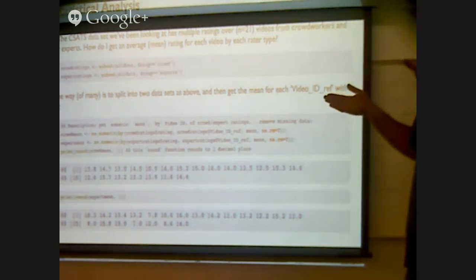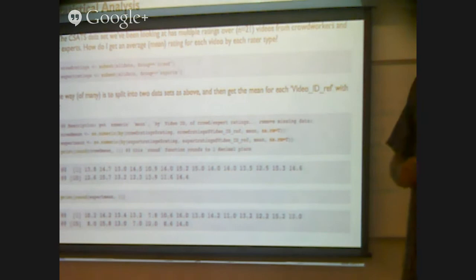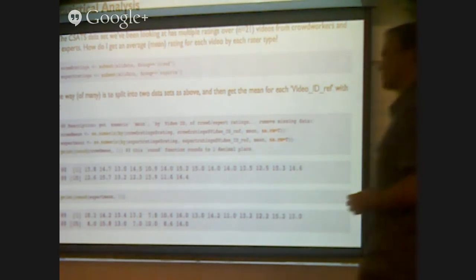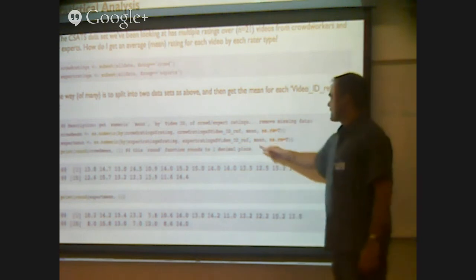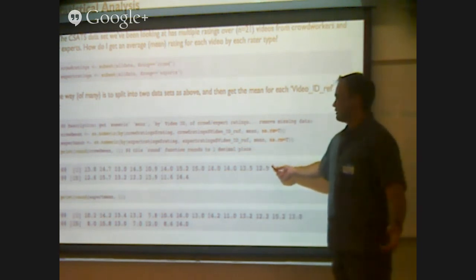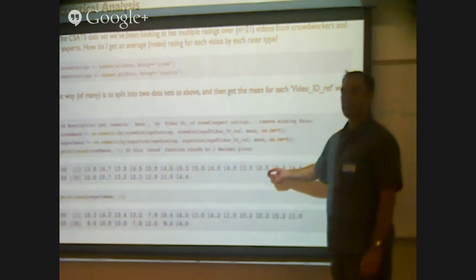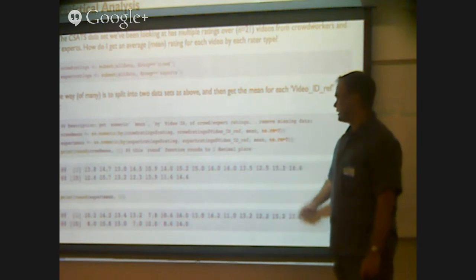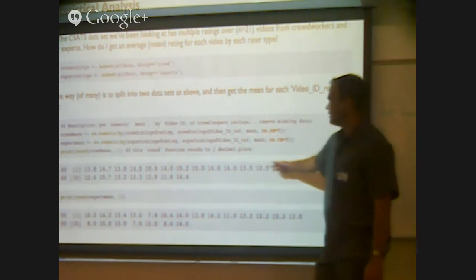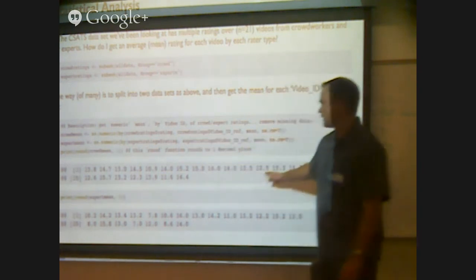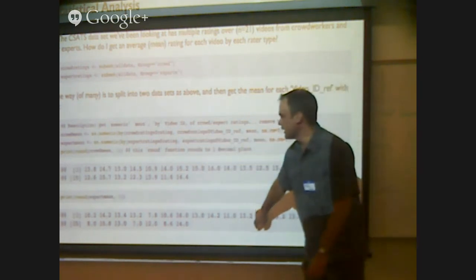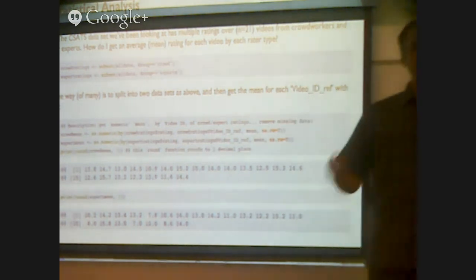Then I throw in this as.numeric, because sometimes R gets confused and doesn't always fit into numeric, so I just make sure that it does. Then I round it to a single decimal place. You don't need to do that, but it's a bit better. Then you can see that I print the crowd mean here, and I've got 21 values there. I print the expert mean here, and I've got 21 values there. So now I've got something that I'm interested in: the average rating for 21 videos for the crowd, and the average rating for the 21 videos for the experts.